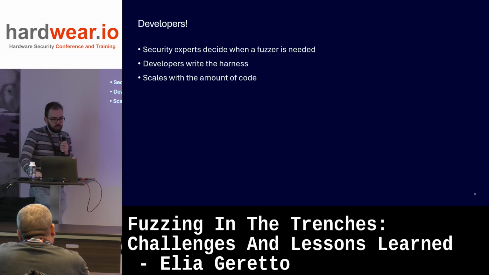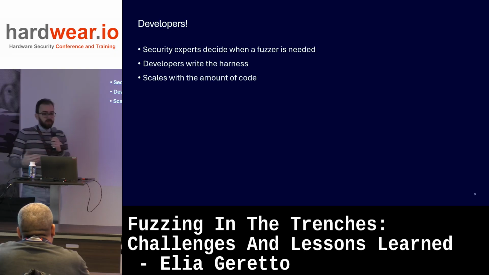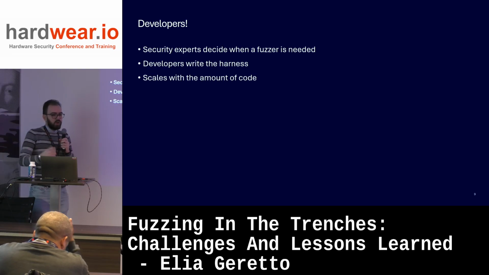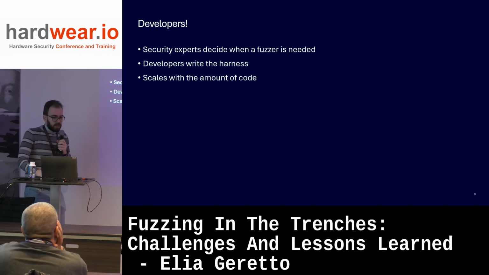This is a great solution in theory, because you have security experts that can come in, decide when a fuzzer is needed, because they evaluate the risk of the specific component, say, okay, this is probably a dangerous thing that we should probably test. Then they can tell developers to go write the harness. And this is great because it scales with the amount of code. So you have developers to maintain the amount of code you have. So you have enough developers to go write the harnesses. This is, in theory. Does it work?